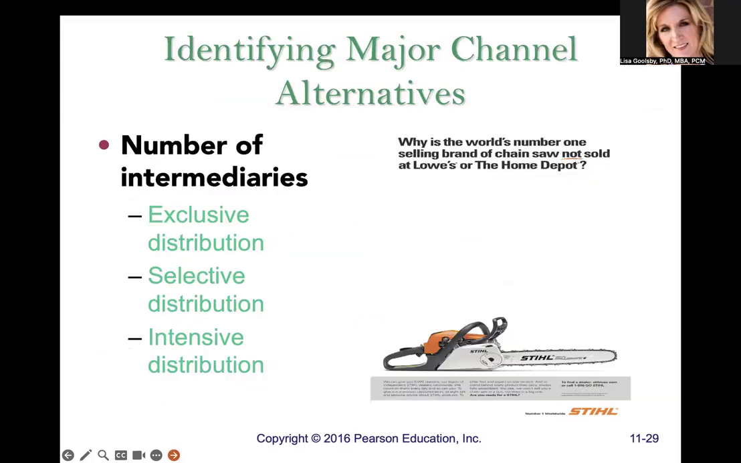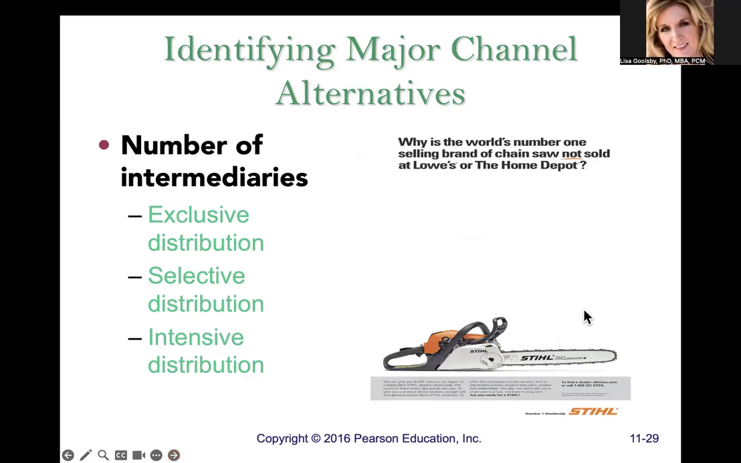So, identifying some channel alternatives, you can look at exclusive distribution where you're only allowing one type of organization to sell your product. You could have selective distribution, or you could have intensive distribution where your product is widely available in many, many different outlets.